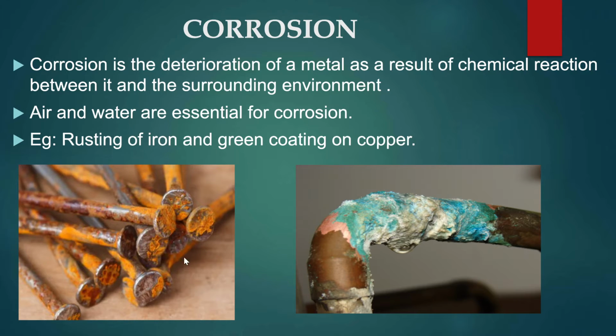You see in the slide, in the picture, the iron nails having reddish brown coating on them. This is nothing but your corrosion. You call it also rusting. This is due to the formation of iron oxide. On the right, you see a copper tube on which you see a green coating, which is possible when the copper metal is exposed to both air and water. Okay, so these are some of the examples of corrosion.